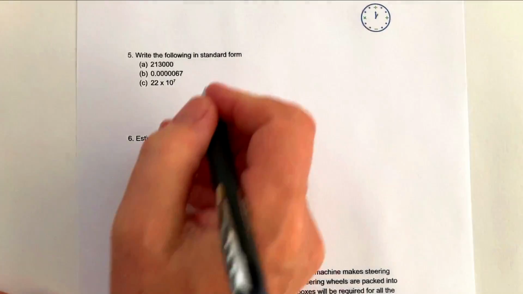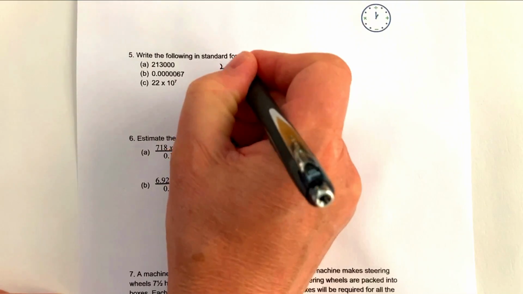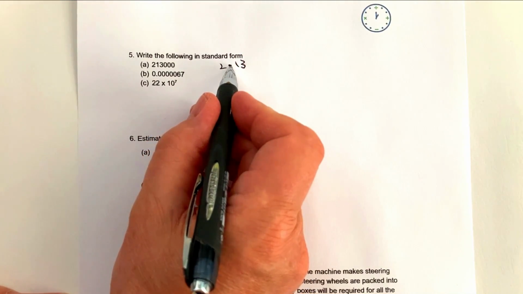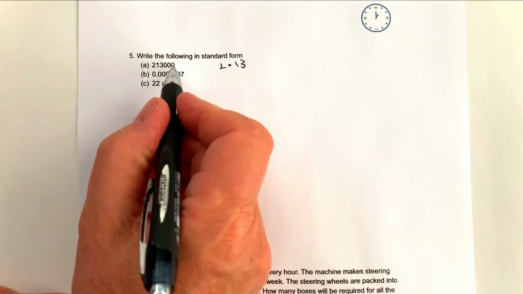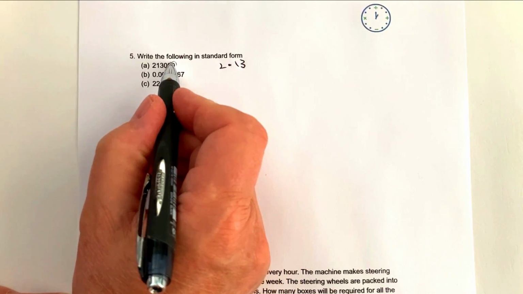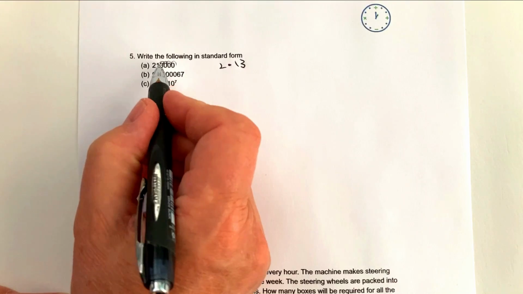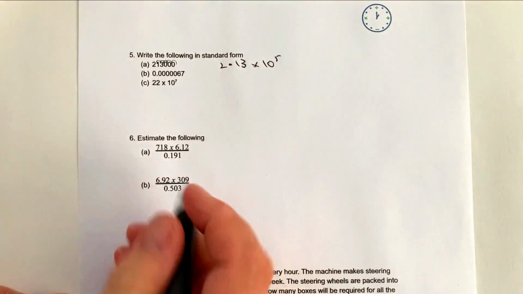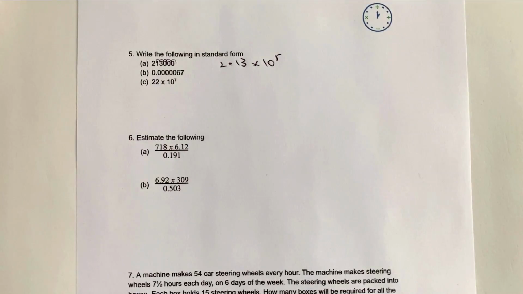213,000 in standard form. Well, the first number needs to be between 1 and 9 before you start with a decimal point. And then basically all you're saying is I've moved the decimal point once, twice, 3, 4, 5 times, so it's times 10 to the power of 5. And that's really all standard form is.